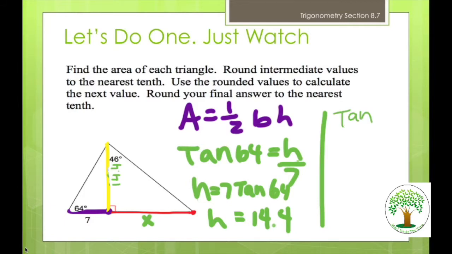Tangent 46 equals... I'm going to run off the board here. What over what? X over 14.4. I'm going to multiply that up again up there. So I'll have X equals 14.4 times tangent 46. I got 14.9. Same. Okay. All right.